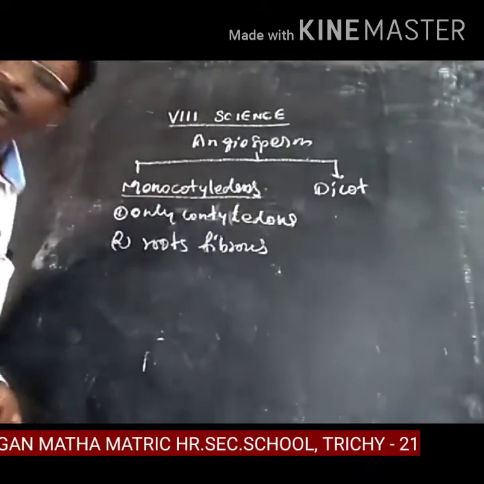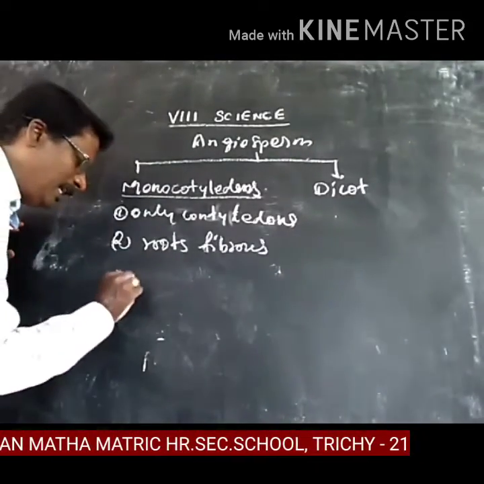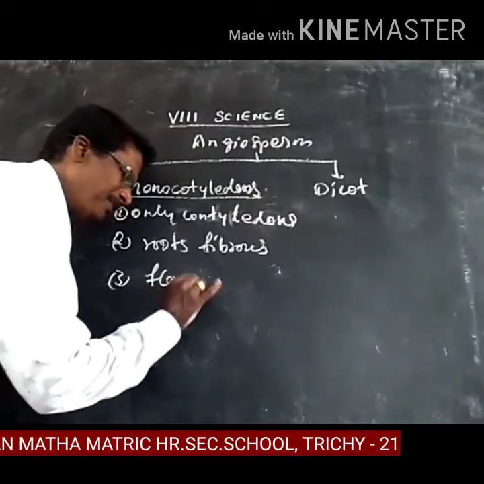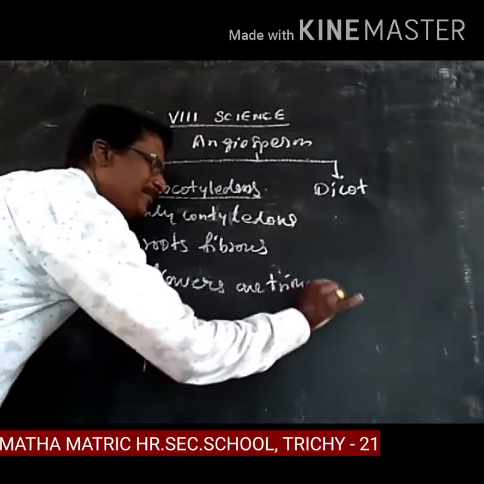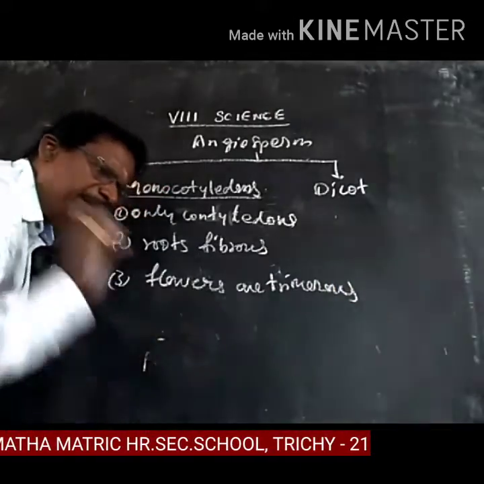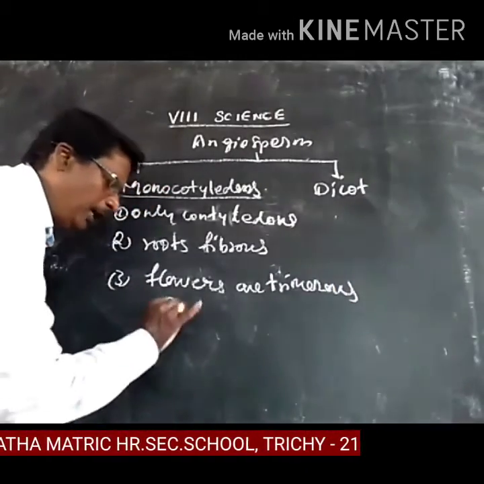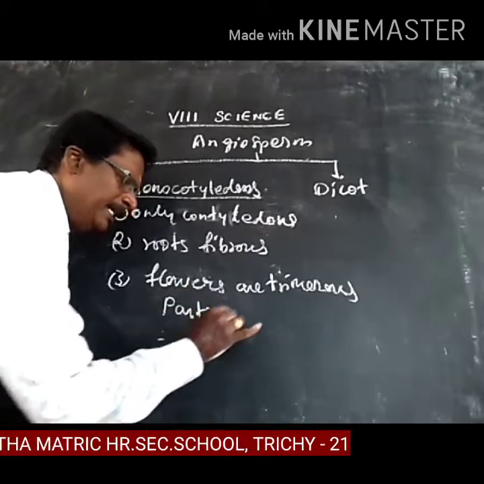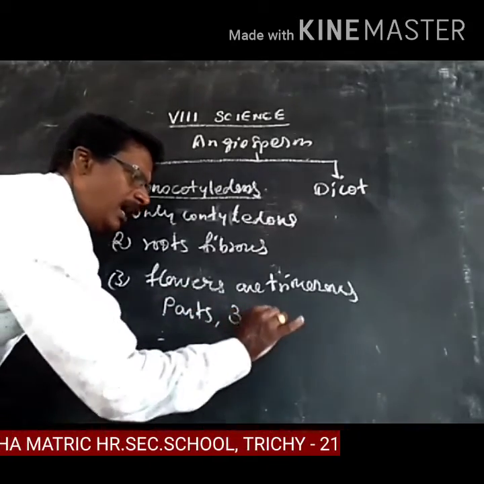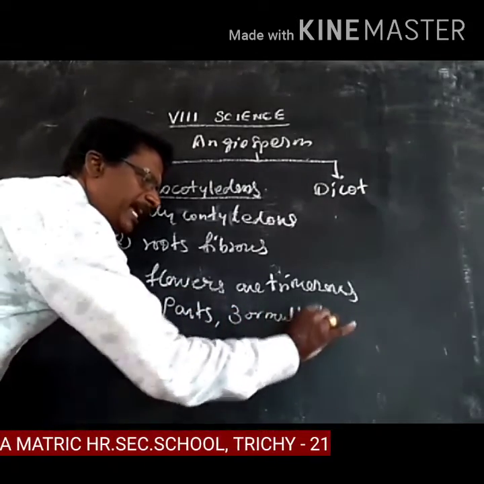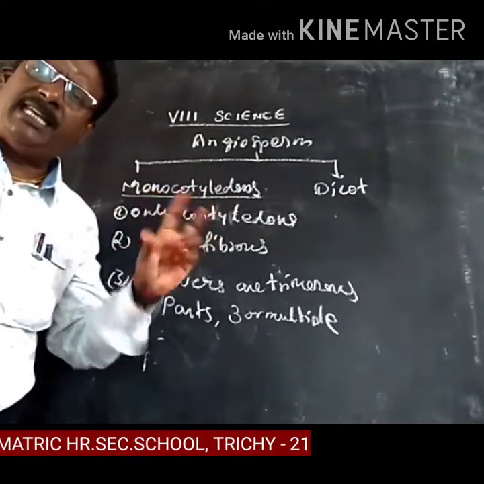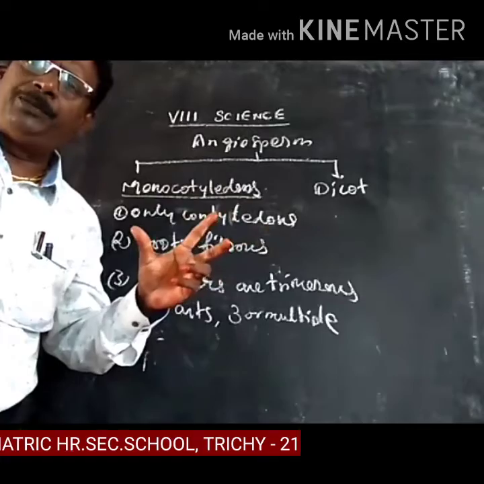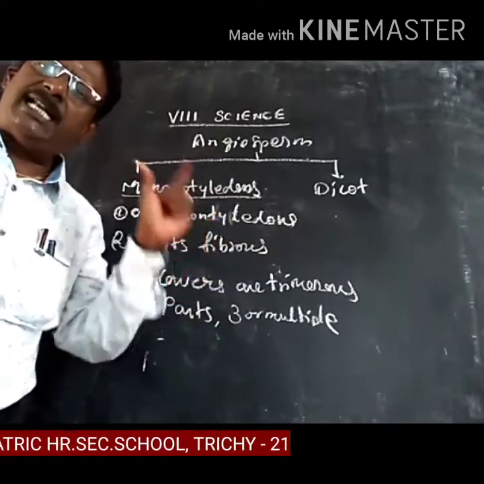Then the flowers are trimerous. What is the meaning of trimerous? The floral parts are in threes or multiples of three. It means 3, 6, 9, 12. This condition is called trimerous.